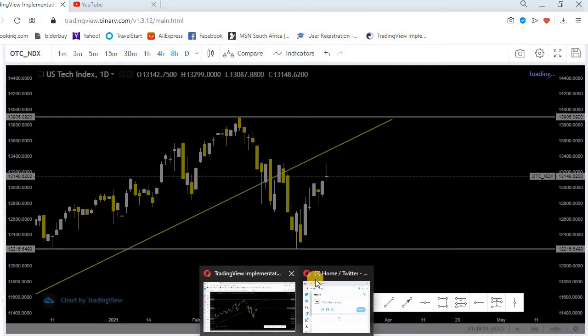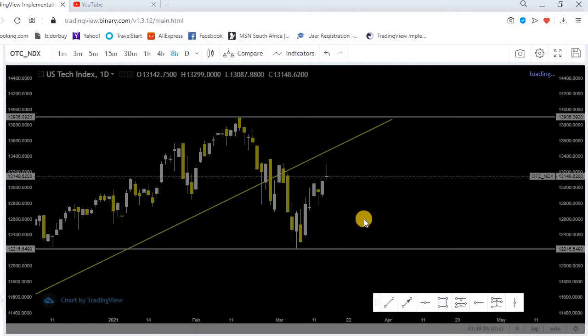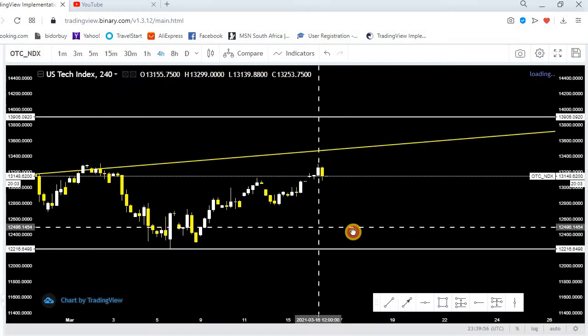Mind you, I'm using binary.com. I'm analyzing it from tradingview.binary.com. You can check that on the internet, on Google. Just go on Google and search tradingview.binary.com. I'm having a bit of network connection issues here. So, here we are.